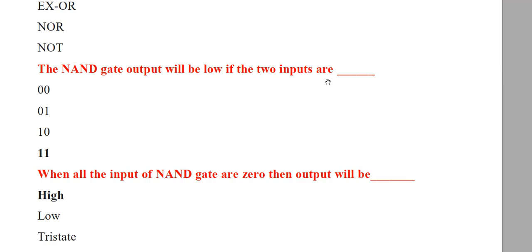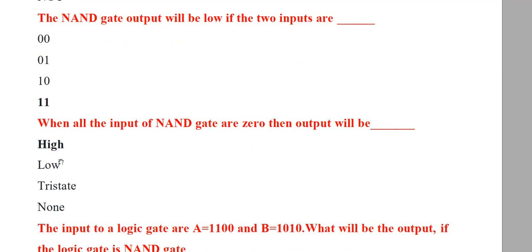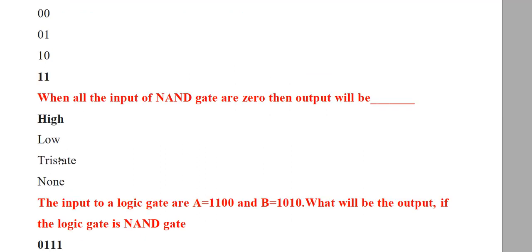When we negate it, then we will get the output of NAND gate. So for NAND gate, if both the inputs are 1, then the output is 0, else the output is 1. So what here we have asked, for the NAND gate, output will be low if 2 inputs are 1. Yes, for 1 input the output is low, whereas for all other cases the output is 1. Yes. When all the inputs of NAND gates are 0, then the output is high.